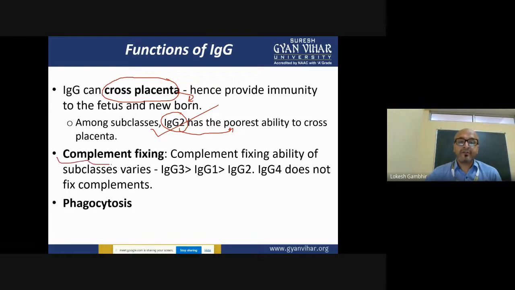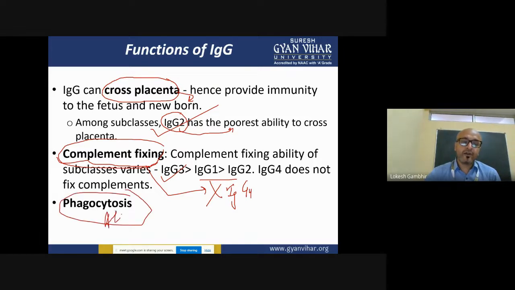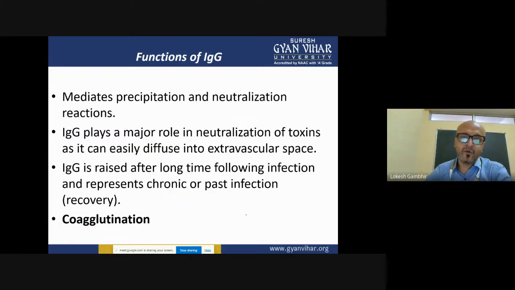Now, when we are talking about complement fixing, IgG3 is the best one, followed by 1 and 2. Whereas IgG4 will never take part in complement fixation. Whereas phagocytosis, all four are able to go for phagocytosis. So these three functions in this slide give you an opportunity to answer various multiple choice questions. So what is the answer? If talking about placenta crossing, IgG2 cannot do that. If we are talking about complement fixing, IgG3 is best and IgG4 will never do it. For phagocytosis, all of them can perform the same function.